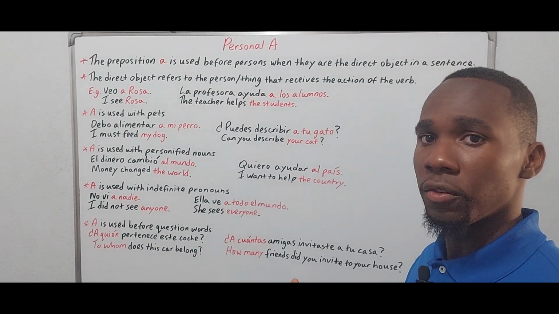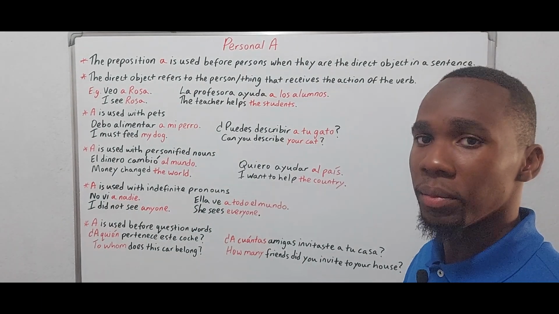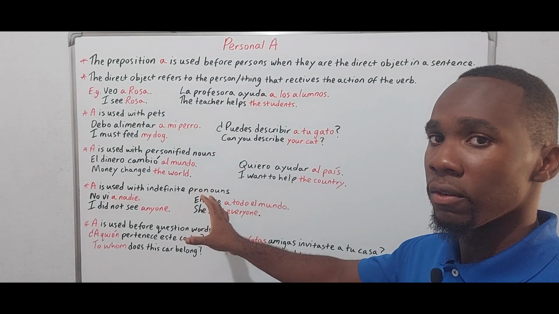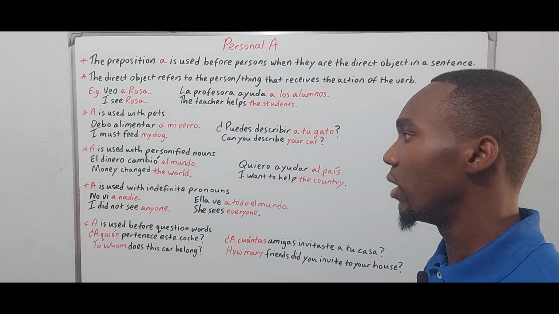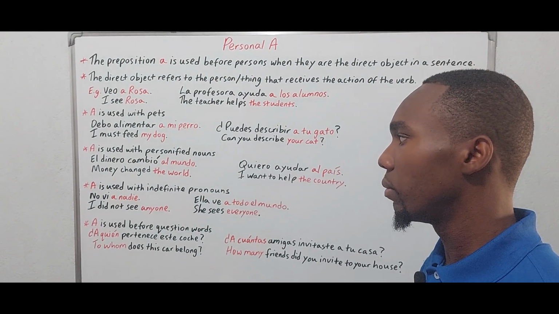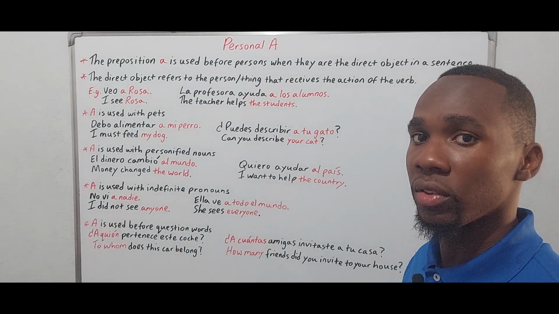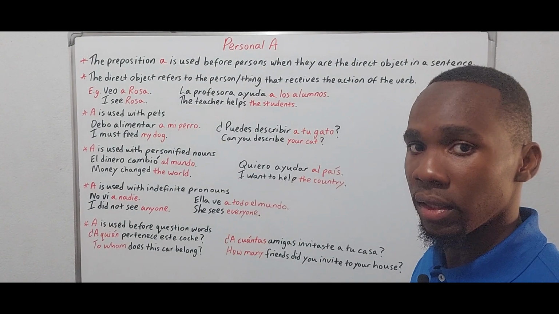Nadie, of course, refers to no one, but we have to say anyone because of the double negative, right? I did not see anyone. That does not refer to anyone specific, but it refers to a person, or it refers to persons. So we use the personal a there, right?